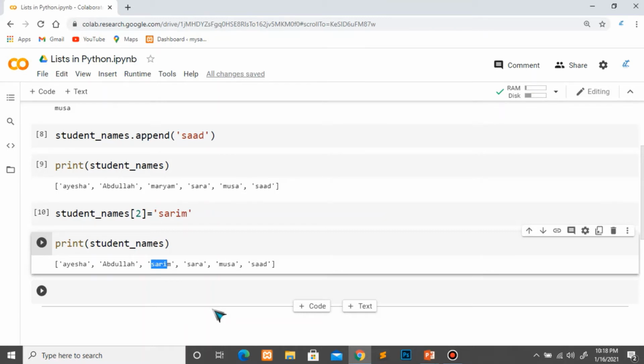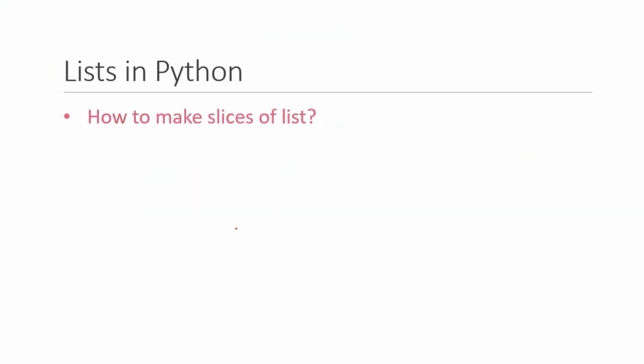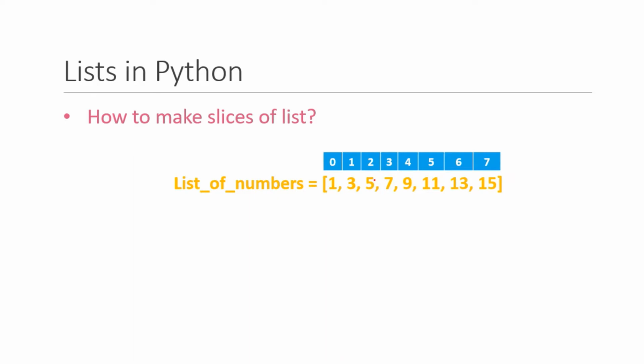Now let's see how we can make slices of the list. When we talk about slices of the list, it means that we want a sub-part of a list. For example, let's say I have a list of odd numbers, and all these numbers are indexed like this: 0, 1, 2 up to 7. Now I want a sublist from 5 to 13.